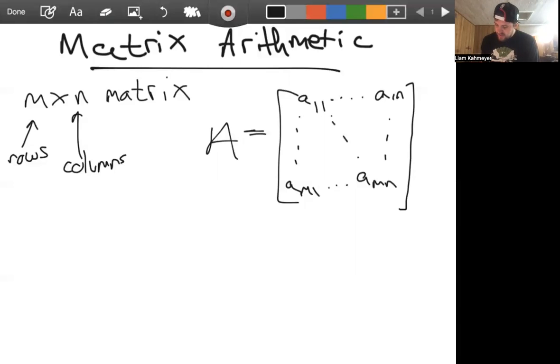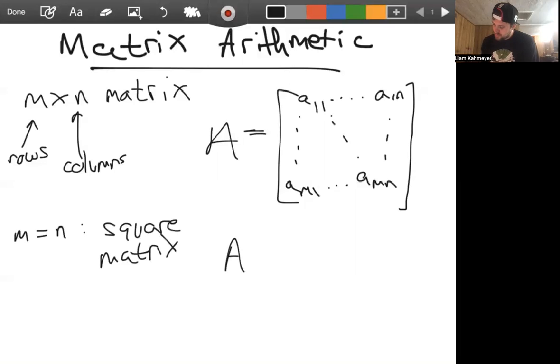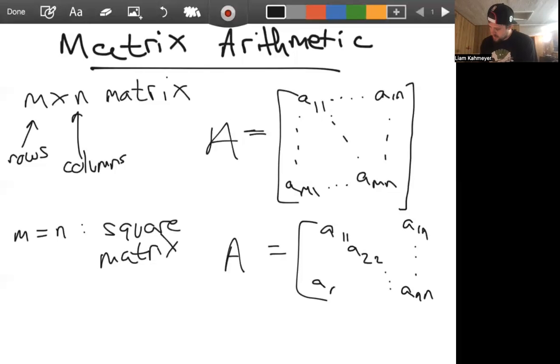And we know if m equals n, this is called a square matrix. Square matrices will play a really important role in some of the topics we'll study in the future. So if we had a square matrix, you would have A11, then along the diagonal A22 all the way down to Ann, with A1n and An1 in the corners, and you could fill this in.